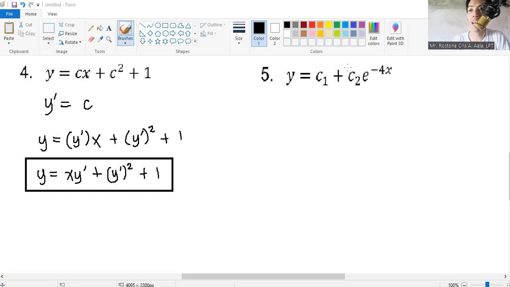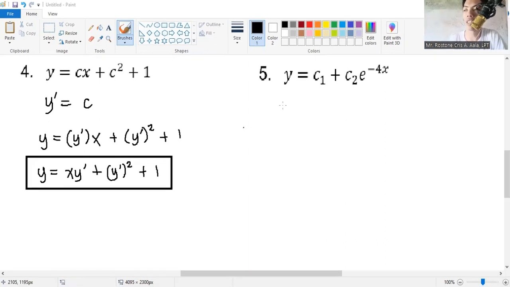Number 5, we have y is equal to c sub 1 plus c sub 2 e raised to negative 4x. In this case, we have two arbitrary constants which are c sub 1 and c sub 2. Ibig sabihin, dalawang beses tayo kukuha ng derivative. Let's find the first derivative or yung ating y prime. The derivative of c sub 1 is 0, so hindi ko nilalagay.